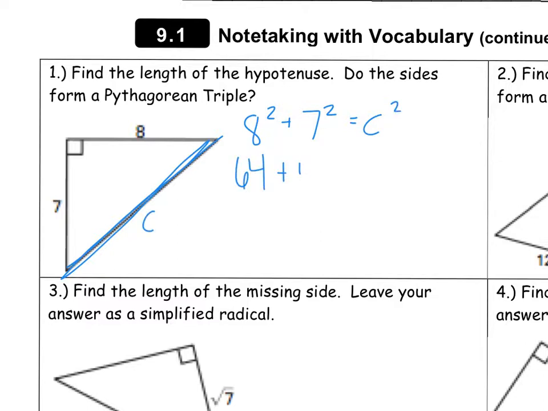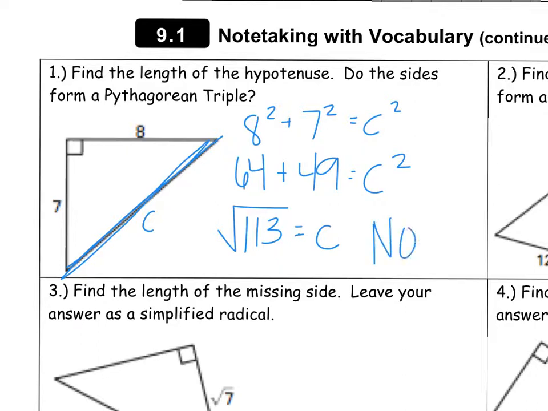What is the radical on that one when you actually do that? Anybody put it in your calculator? What'd you get? Square root of 113. Because the square root of 113 isn't a pretty perfect whole number, you would say no.